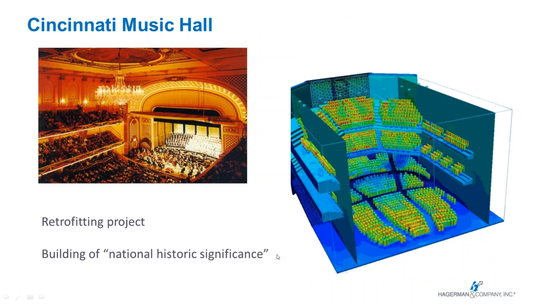Bringing it inside now, the Cincinnati Music Hall. It's a beautiful building, and it's actually a building of national historic significance. The building owner wanted to improve occupancy comfort. Color for dummies again, red is high, blue is low.